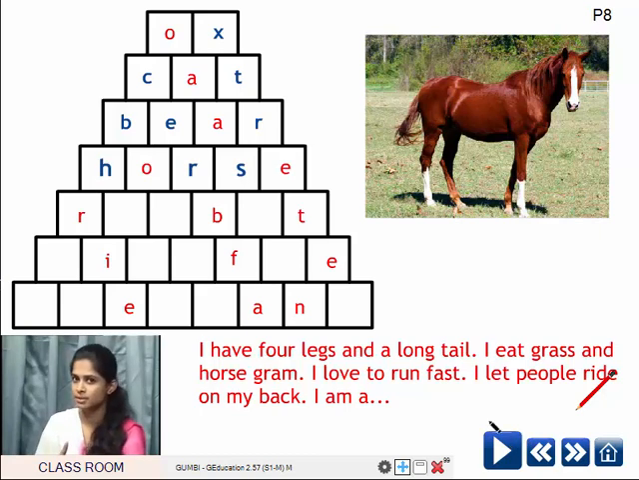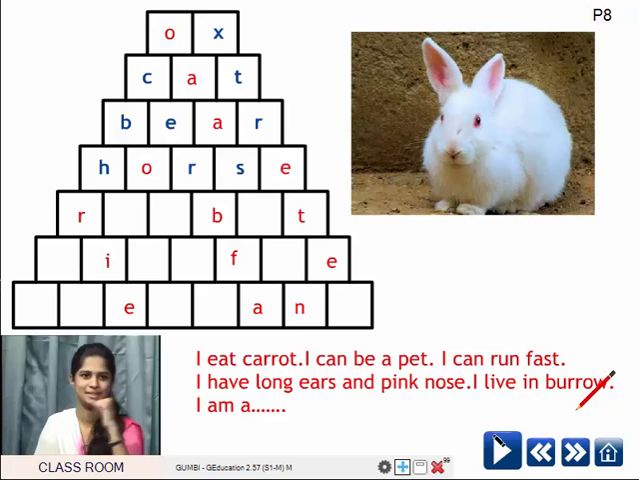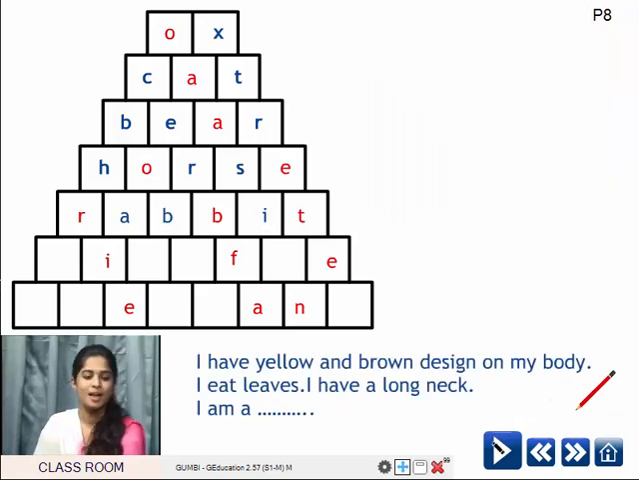Shall we start the next one? Okay, listen to the clue carefully now. None of you should make a mistake. I eat carrot. I can be a pet. I can run fast. I have long ears and a pink nose. I live in a burrow. I am a... Think, students. What is it? Very good. It's rabbit. Spell it out. Yes, R-A-B-B-I-T. It's very simple, right? Yes. Now let's move on further.